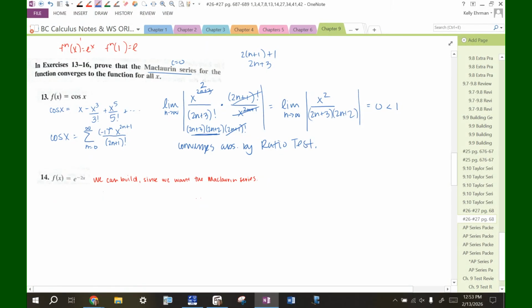So that's why the interval of convergence will be all x. So it will be negative infinity to infinity. It's when you have an x still in your expression that you have some sort of limited radius or interval of convergence.